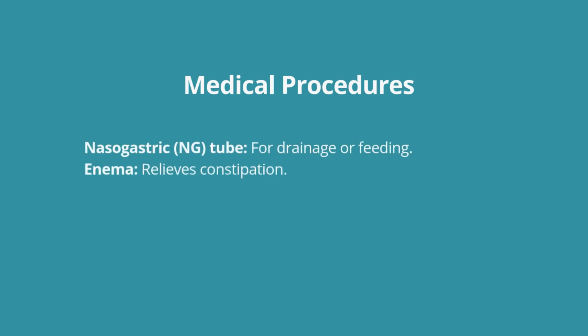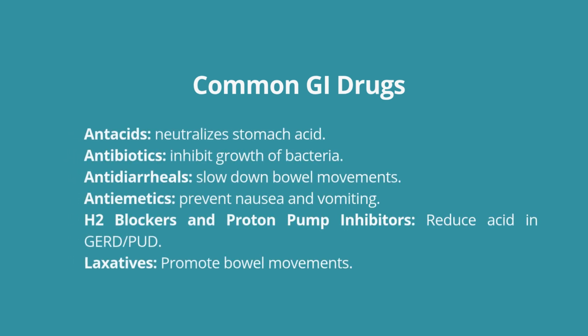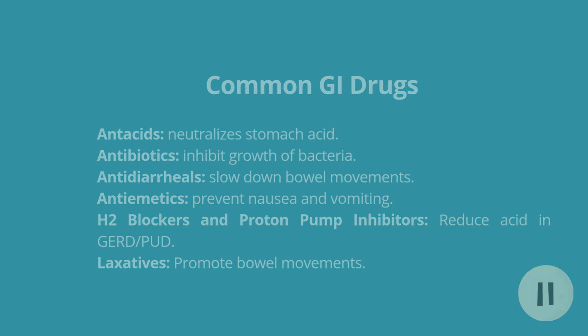Some medical procedures include the nasogastric tube, or NG tube, for draining or feeding, and an enema, which relieves constipation. Some common GI drugs include antacids, antibiotics, antidiarrheals, antiemetics, H2 blockers and proton pump inhibitors, and laxatives.